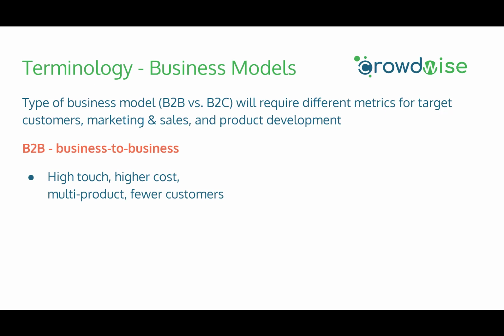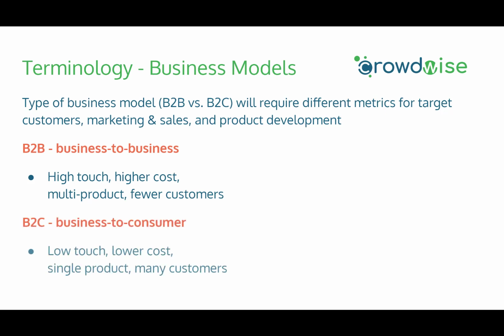This will typically have high touch, higher costs, multiple products, but fewer customers. Contrast this with a B2C business model, where you'll typically see lower touch, lower cost, single products to start out, and many customers. There's also infinite combinations of these: B2B2B, B2B2C, B2all and B2both, and many more. If you get a good grasp on the 2 basics of B2B and B2C, you can translate that meaning to the others.